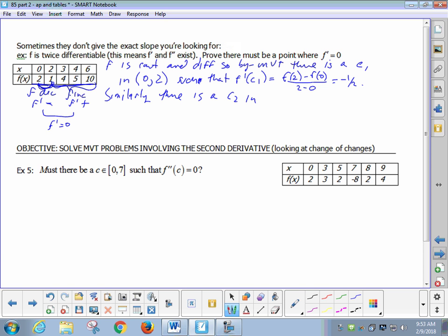C2 in, now it's increasing over a lot of subintervals. It's up to you, but I'll just say from 2 to 6. You could use 2 to 3 if you like, such that f prime at that C2 is f at 6 minus f at 2 over 6 minus 2. The average rate of change over that is 9/4.